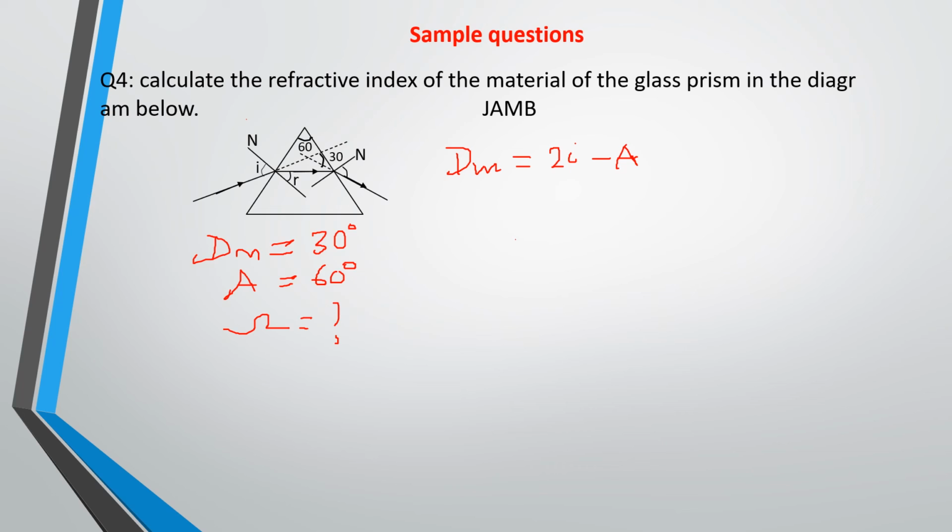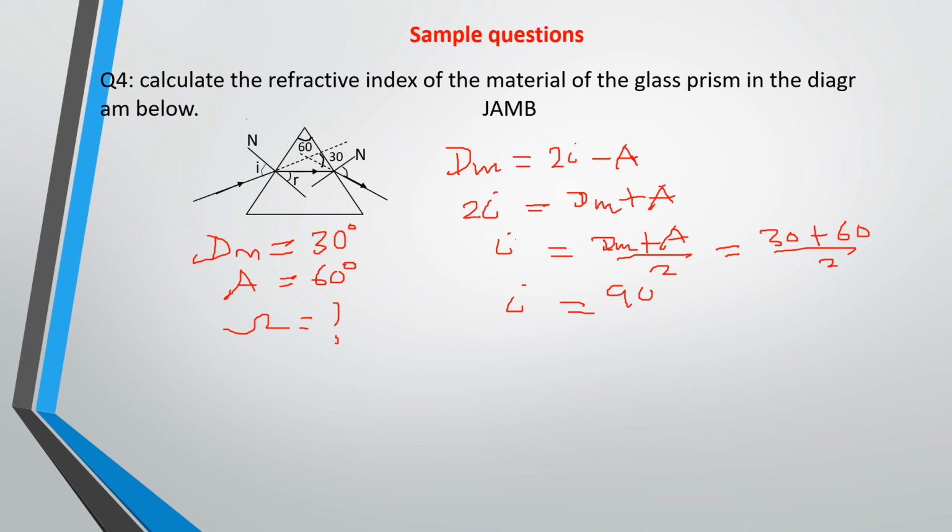So that 2i is equal to dm plus A, and i is equal to dm plus A all over 2. All right, so if we substitute into this equation, we have that dm is 30 degrees, A is equal to 60, all over 2. So your i is equal to 90 divided by 2, which is equal to 45 degrees. So now we have gotten the angle of incidence.